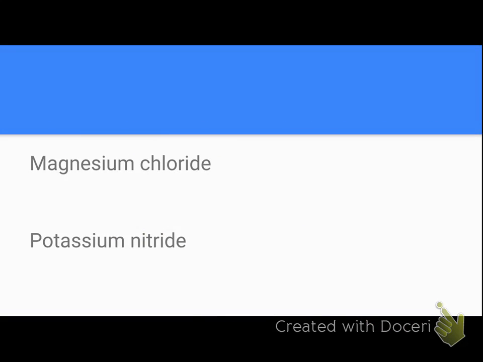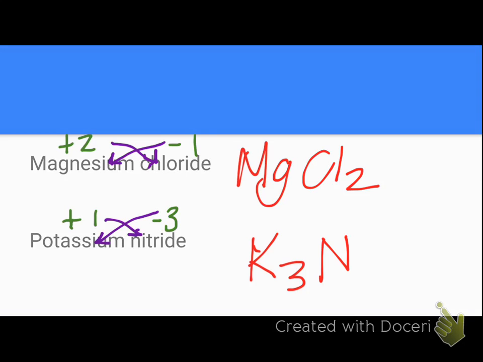If you feel comfortable, go ahead and give these two a shot on your own and then check your answers. Okay, so here are your answers for these. Magnesium chloride would be MgCl2 because we crossed those charges and made them into subscripts on the opposite. Potassium nitride would be K3N, same thing.